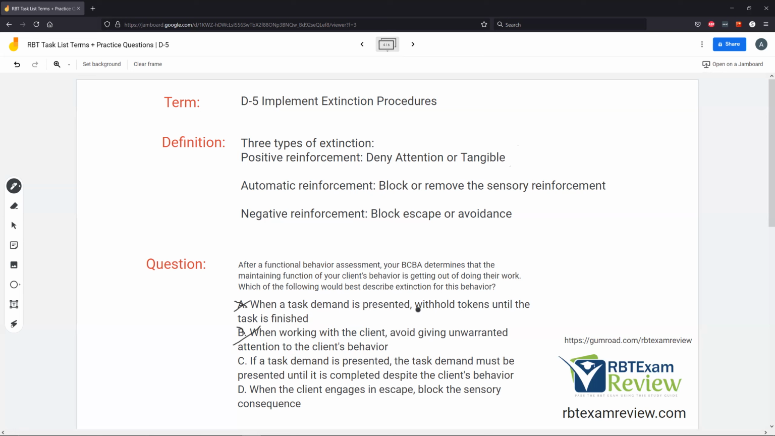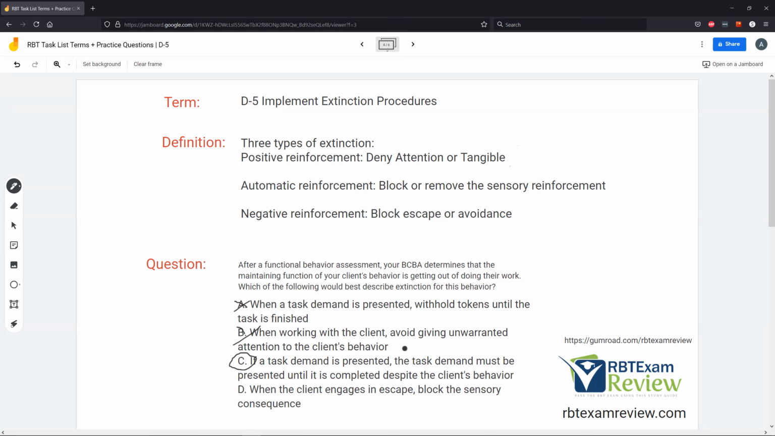If a task demand is presented, the task demand must be presented until it is completed, despite the client's behavior. Yes, what are you doing? You're preventing avoidance of the task, you're preventing escape, because when your client attempts to escape or avoid the task, you continue to deliver the task demand until it's completed. And that's the entire idea, right? Previously, they got to escape or avoid. Now you're not letting them escape or avoid, and therefore you're blocking reinforcement.